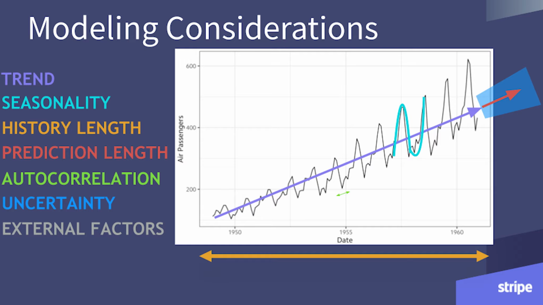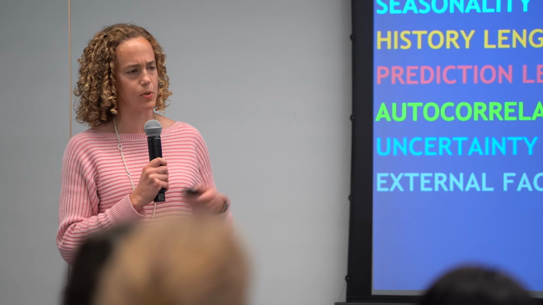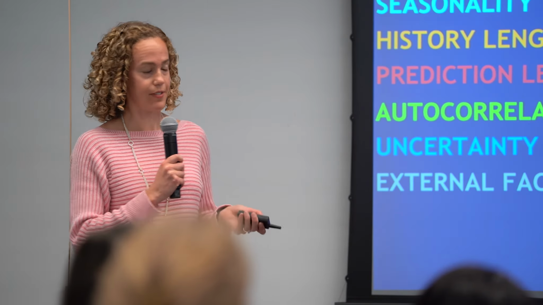Also important to consider is autocorrelation. So how related are 2 points in time? In other words, how does one point in the past predict the future? Finally, do you want to make an uncertainty interval prediction when you're giving your forecast? And then not shown on the chart are external factors. So are there other covariates in addition to your time series that you want to be able to include in your model? Or are you going to just be modeling on the time series itself?